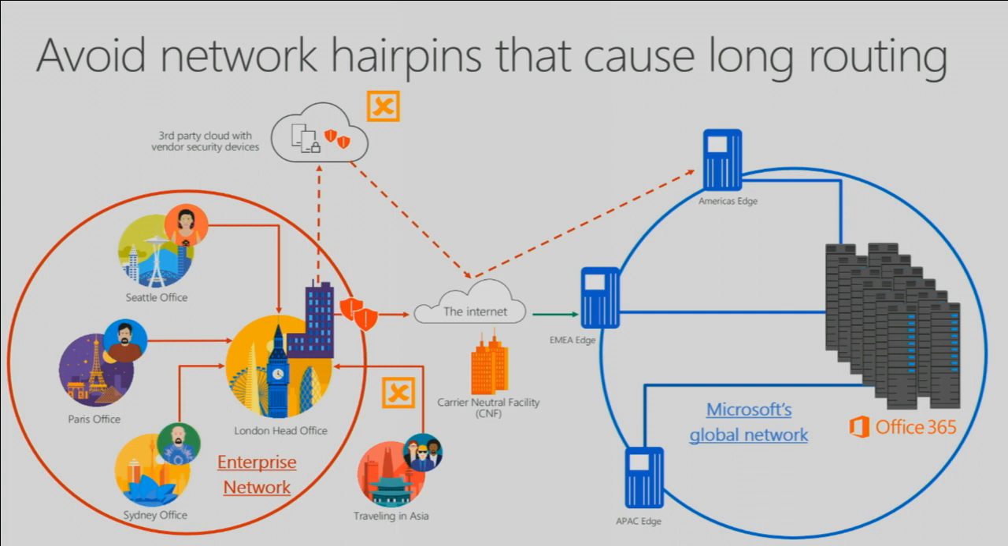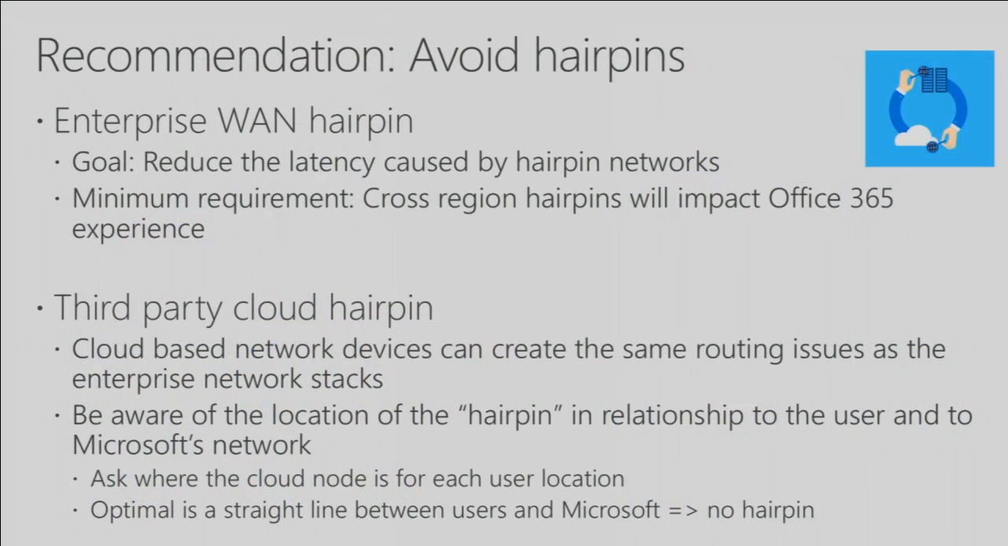And so really all we're doing here, a first principles explanation, is we want to identify how long is that network path between our user and the front-end server that's on Microsoft's network. And these two examples of hairpins are examples where you can add a lot of latency into that connectivity that you can fix really easily with some intelligent routing choices. So our recommendation here is to reduce the latency that's caused by hairpin networks.